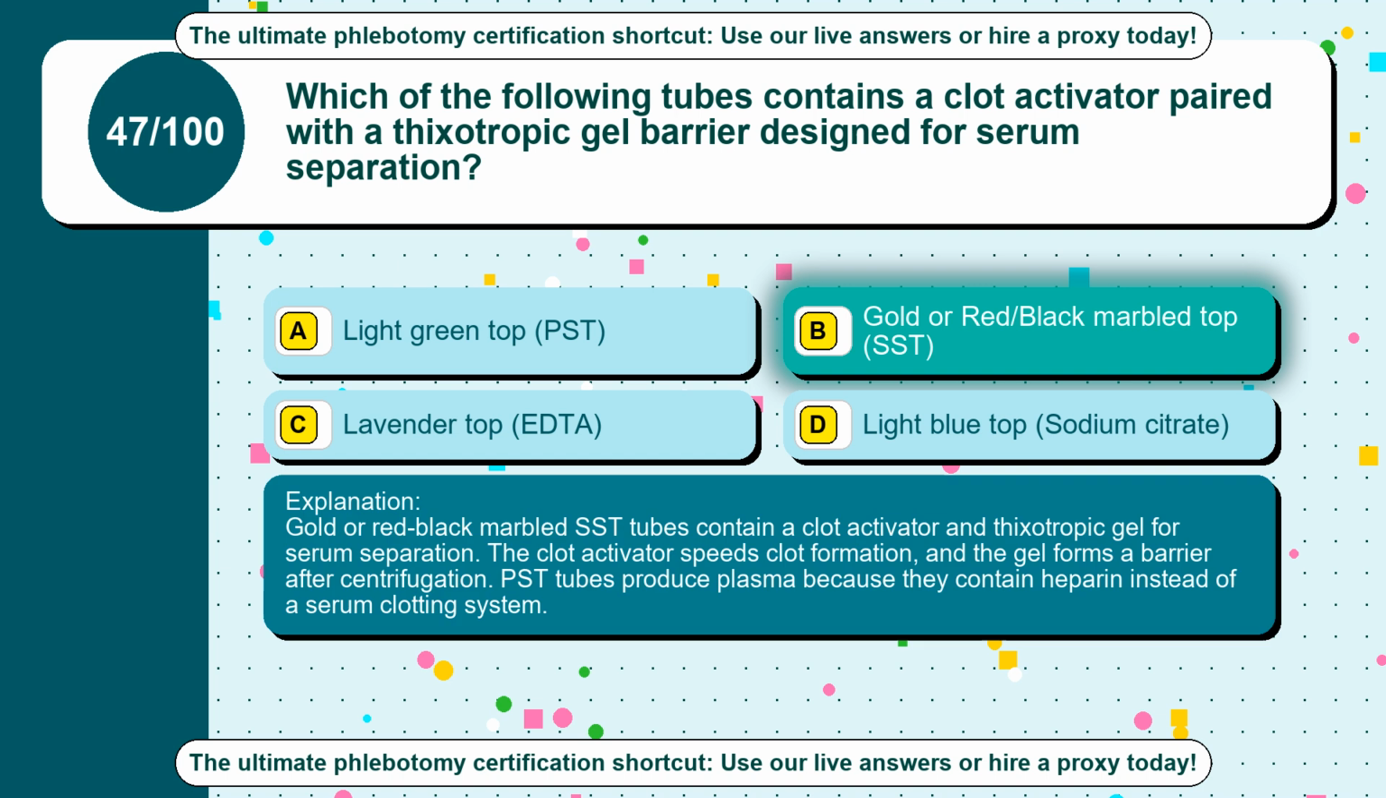Gold or red-black marbled SST tubes contain a clot activator and thixotropic gel for serum separation. The clot activator speeds clot formation, and the gel forms a barrier after centrifugation. PSD tubes produce plasma because they contain heparin instead of a serum clotting system.